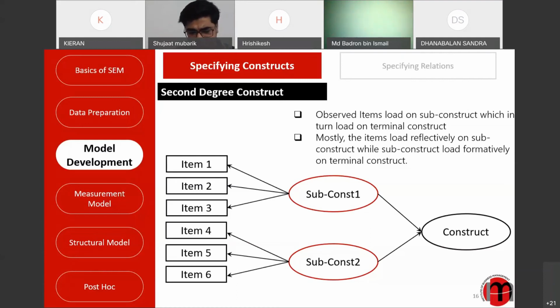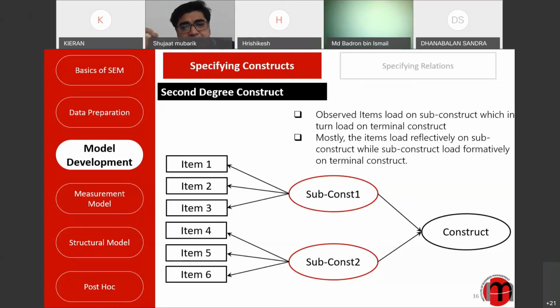But normally, I'm just telling you based on my experience, what I've seen is if we go beyond second order construct, there could be a lot of mess, a lot of problems, measurement problems. So I suggest you not go beyond second order. The second order construct is obviously something that we can do. So this is how first degree, second degree, and third degree constructs are.